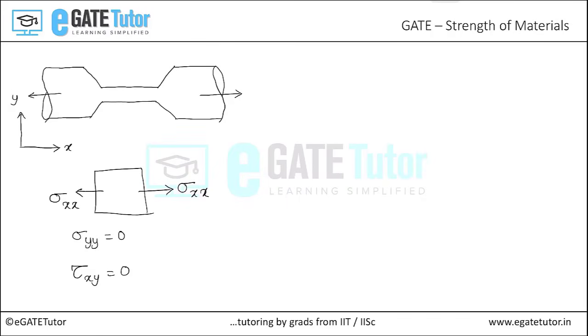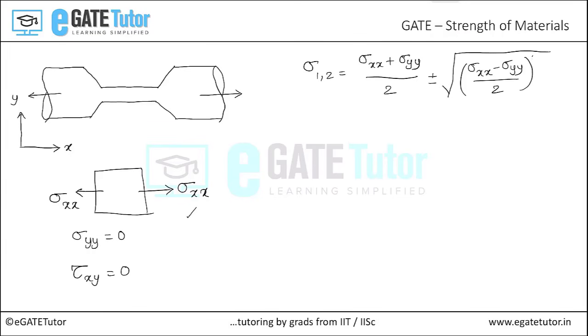Now for this kind of loading, when we calculate the principal stresses using the formula sigma 1, 2 is equal to (sigma xx plus sigma yy) by 2 plus or minus the square root of ((sigma xx minus sigma yy) by 2) whole squared plus tau xy squared. When we substitute these conditions, we get the principal stress sigma 1 equal to sigma xx and the other principal stress sigma 2 equal to 0.